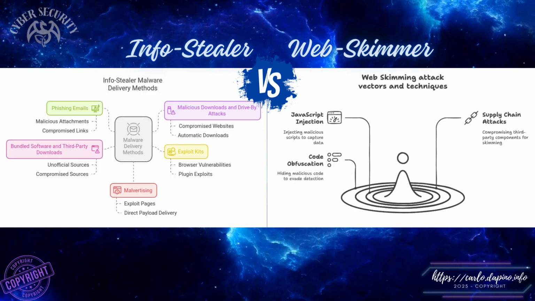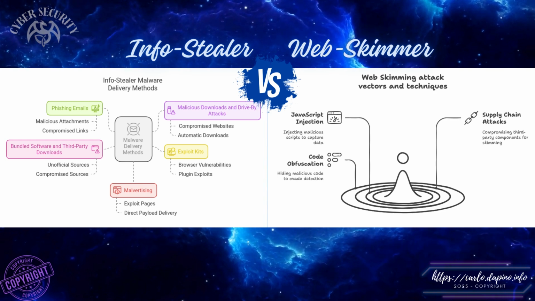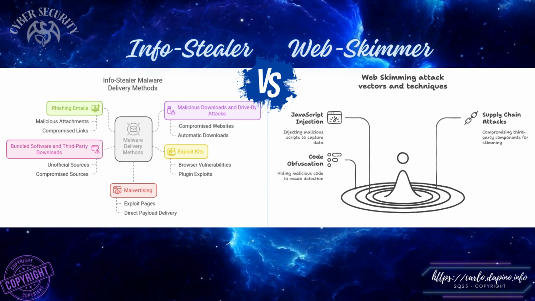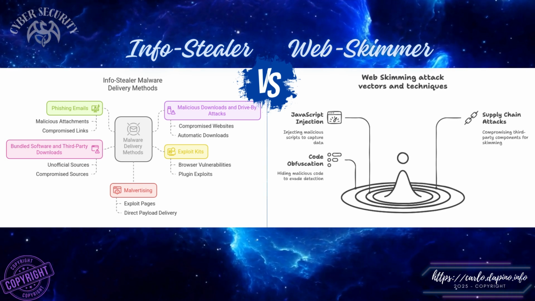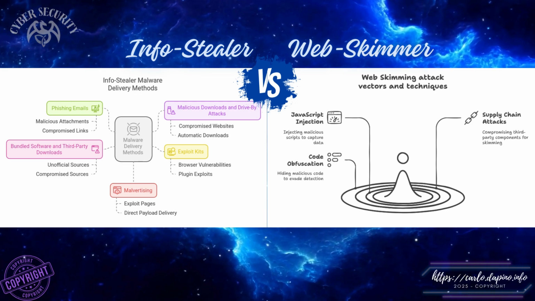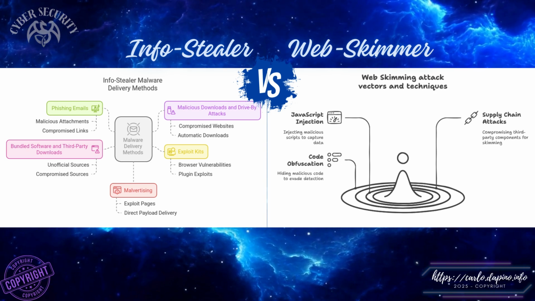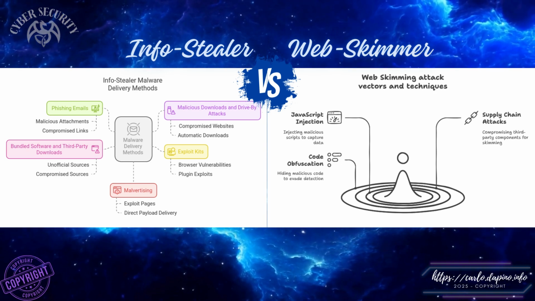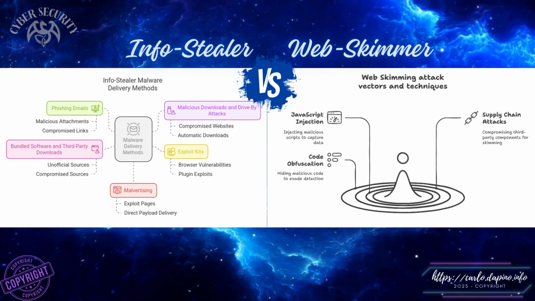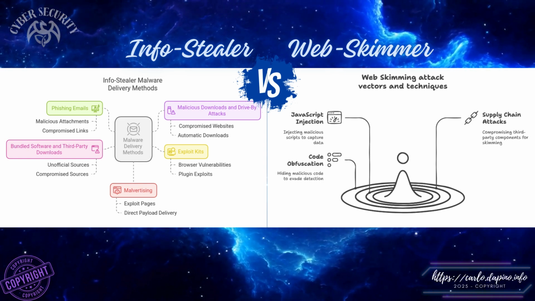InfoStealer malware and web skimmers are both designed to steal data, but they operate in very different ways. So let's explore how they work and what makes each of them dangerous. InfoStealer malware is typically spread through multiple infection vectors, often relying on user interaction. Attackers trick users into downloading malicious software through phishing emails: fraudulent messages containing malicious attachments or links. Malicious downloads and drive-by attacks.